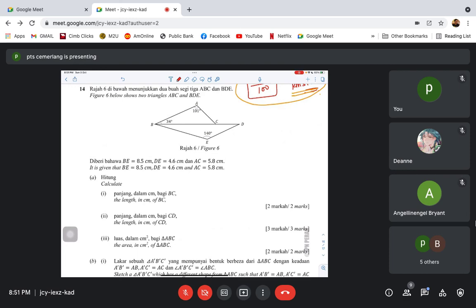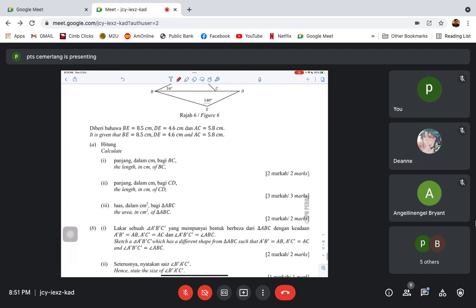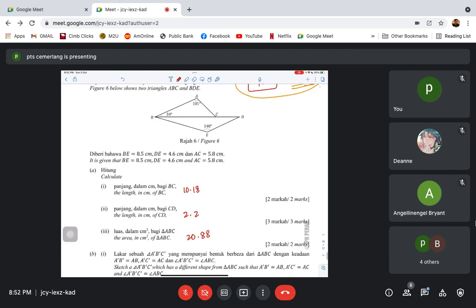Okay, question number 14. BC kan, soalan cari BC kan, you jot down the answer 10.18, and then I'll give you all the answer lah. So later on you have to find CD. CD is 2.2, and then question number 3 you need to find the area 20.88. Just jot down the answer first. Alright, then B1, you have to draw your triangle.